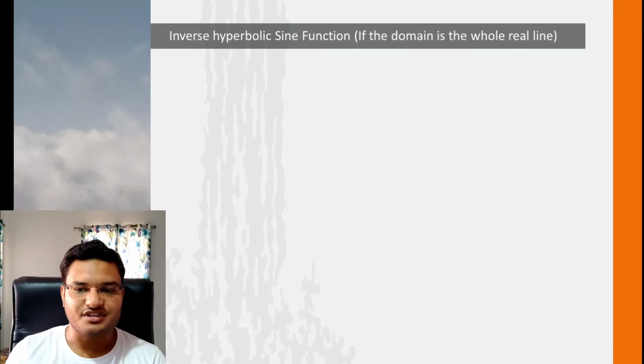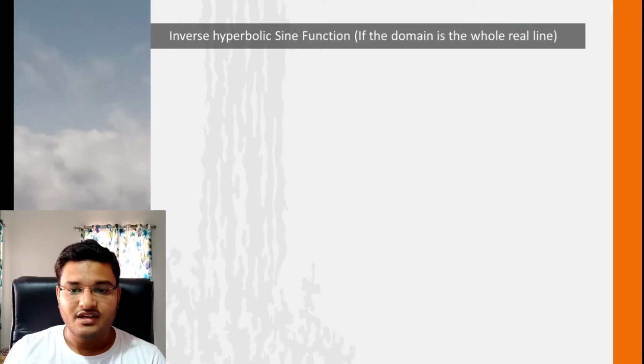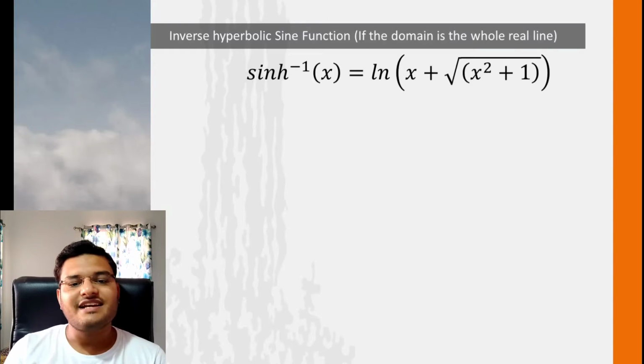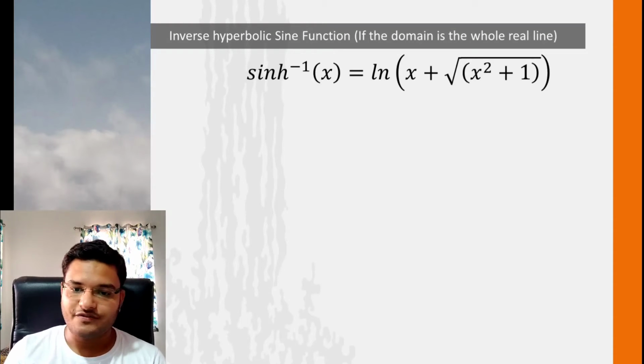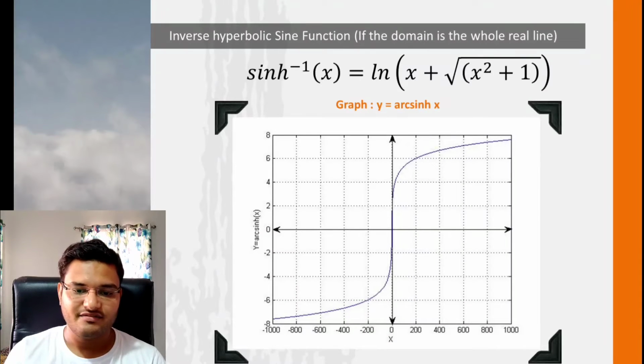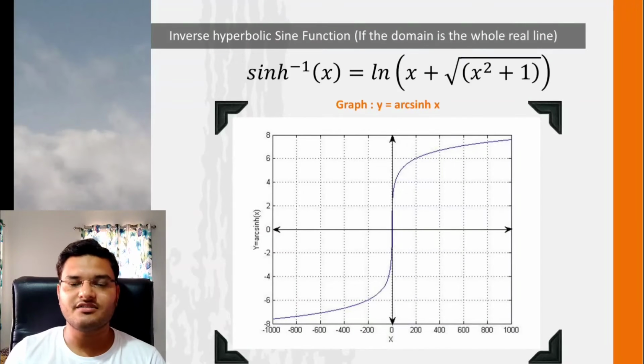Inverse hyperbolic sine function. Let's talk about that first. If the domain is the whole real line, then the following formula is for inverse sinh. Inverse sinh, that is sinh inverse of x, is defined as ln of x plus square root of x square plus 1. If we draw the graph of y equals sinh inverse x, then we get something like this. There is a curve in the first and third quadrant.